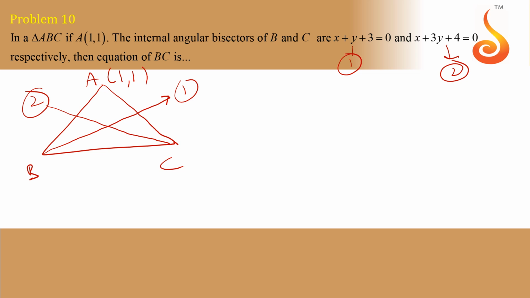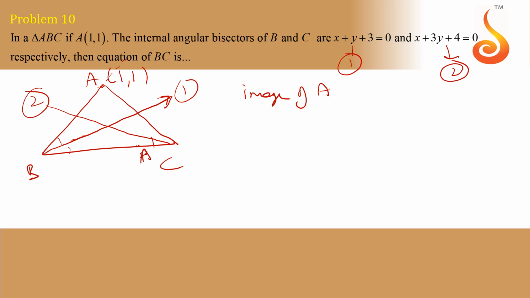Angular bisector is nothing but what? The locus of the points which are equidistant from the arms of the angle. So any point on this angular bisector will be equidistant from BA as well as BC. Now A is a point on AB, so if I calculate the image of A with respect to the angular bisector, it will fall on BC. Let us say the image is A dash.